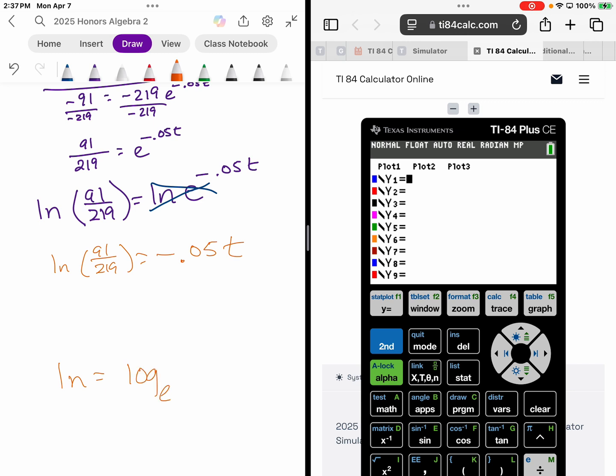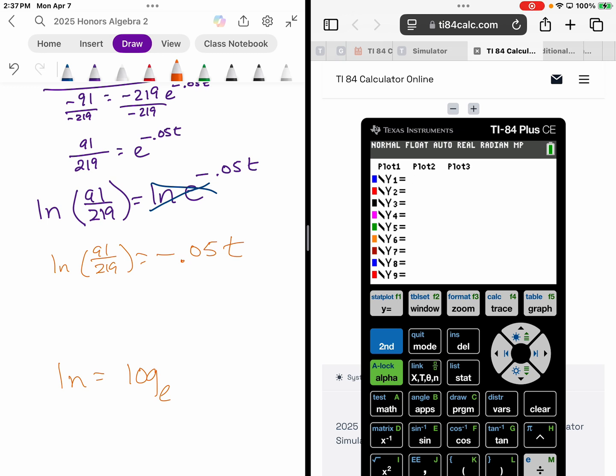There is a special button that says ln on your calculator. That is log base e. Whereas if we saw just the word log, we know it's base what? 10. Okay? Second ln gives you the e to the x.